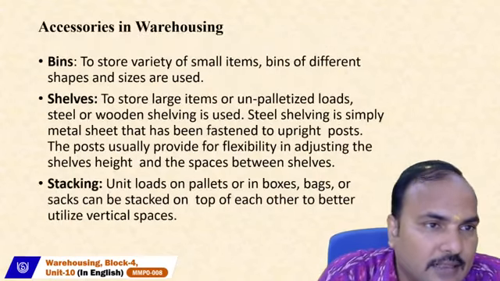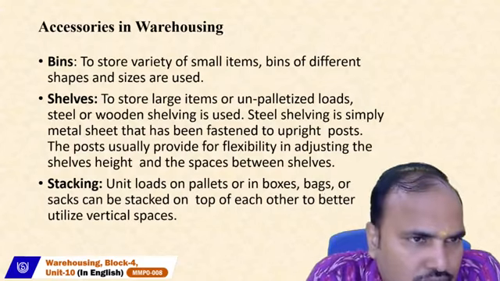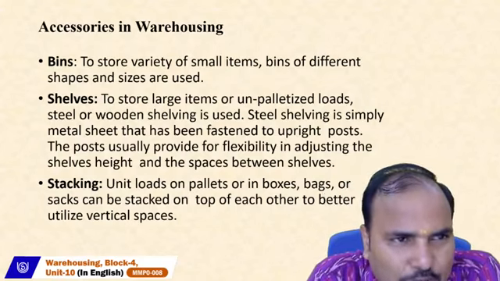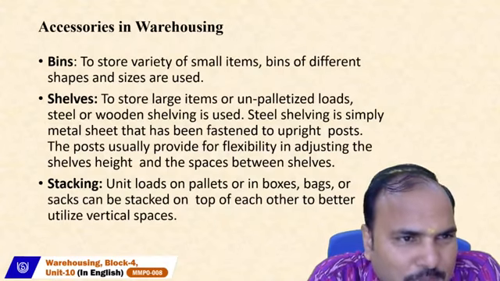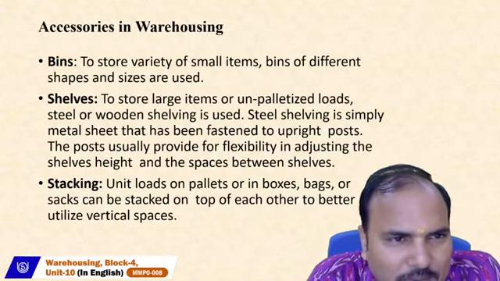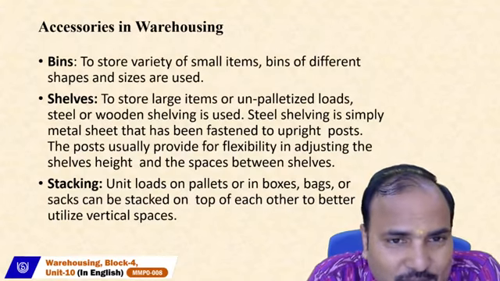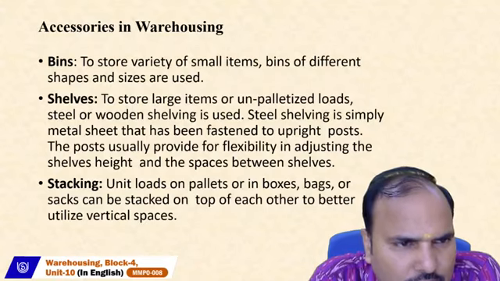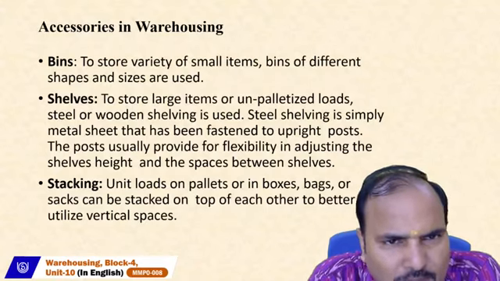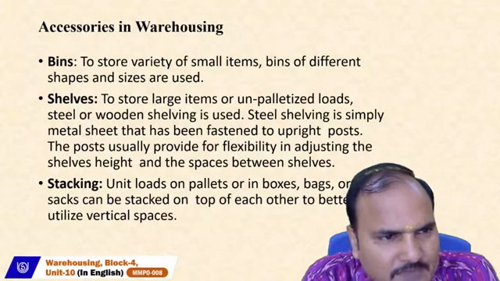And then comes the question: what are the different accessories in warehousing? What are the accessories? One is bins. What do you mean by bin? Bins store a variety of small items. Bins of different shapes and sizes are used to store a variety of small items.